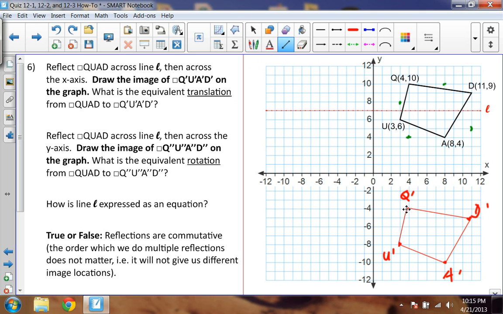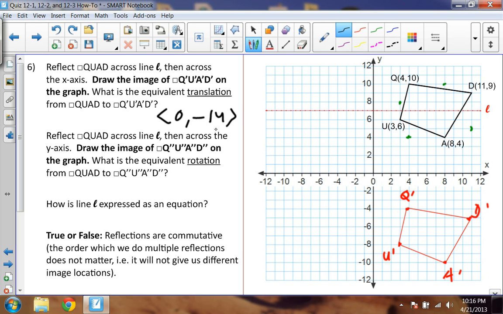This is my isometry. And the thing is that this is a translation as well. And what is it equivalent to? Well, take every vertex and count how far away they are. So I'll go ahead and do U and U prime. This goes 1, 2, 3, 4, 5, 6, 7, 8, 9, 10, 11, 12, 13, 14 units down, and it goes 0 units across, right? So your final answer should have been 0, -14. 0 units left to right in the x direction, 14 units down in the y direction.